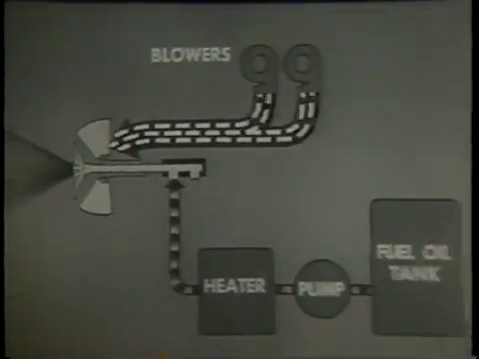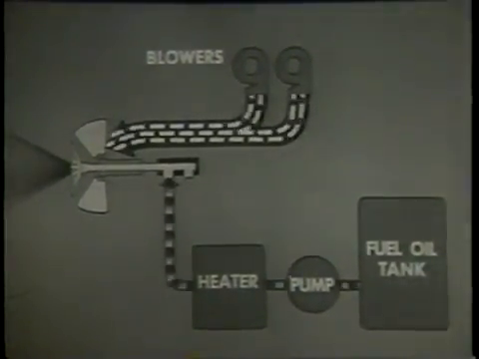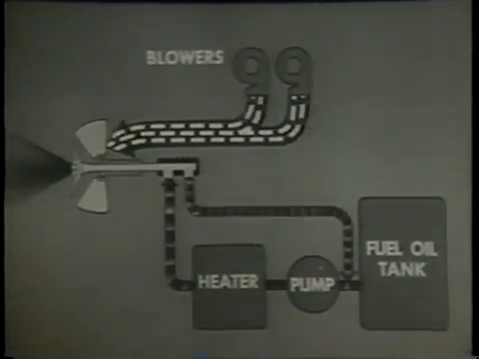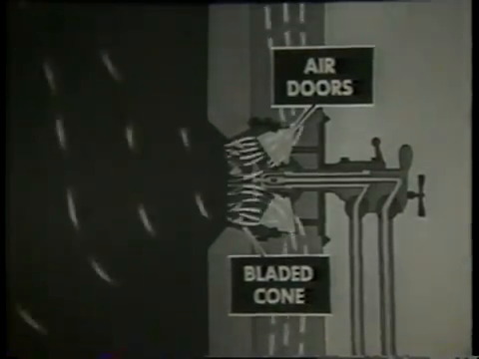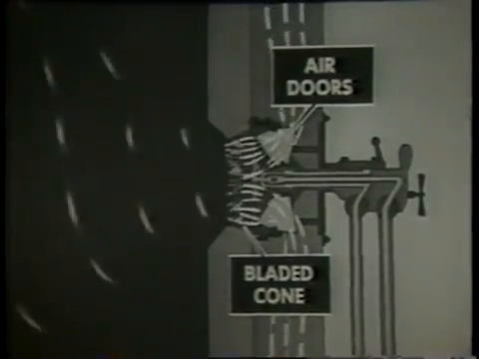In this type burner, only part of the oil that goes through the burner is actually burned. The remainder returns to the fuel oil pumps. Air doors and a bladed cone give the whirling motion to the air that enters the register to mix with the oil, as in the burner seen previously.